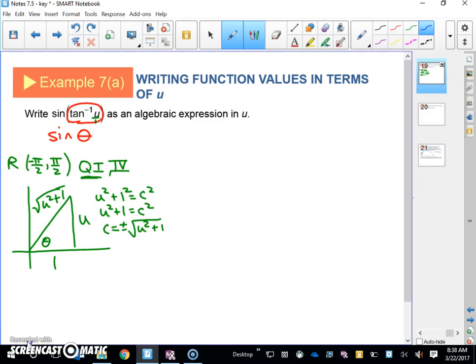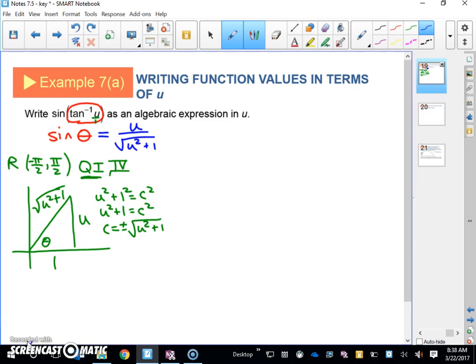And so I've done the hard part. All you have to do is find the sine ratio. We're finding sine theta, and so sine theta is y over r. So look at your picture. Look at your angle theta, and the ratio for y over r is u over the square root of u squared plus 1. That's y over r. That's the sine ratio.